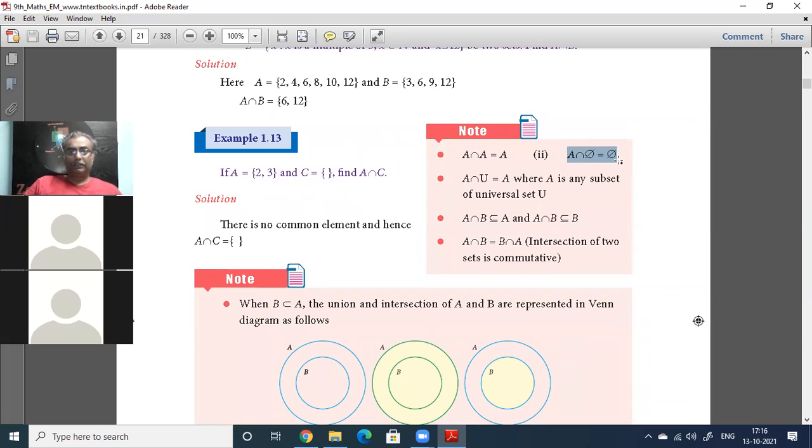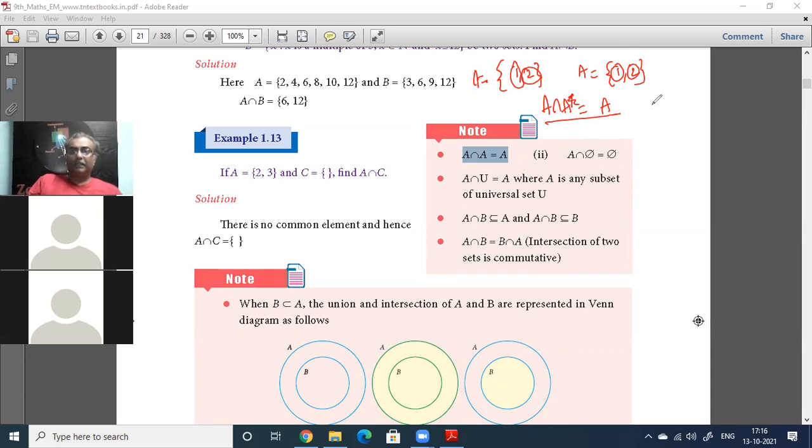The second law is true here. A intersection A will be A, because every element in A will be present in A. A is equal to 1, 2 and again A is equal to 1, 2, so every element in A will be present in A. So A intersection A will be A. At the same time, null set means nothing is there. So A intersection null set will be null set. So that also you understand.